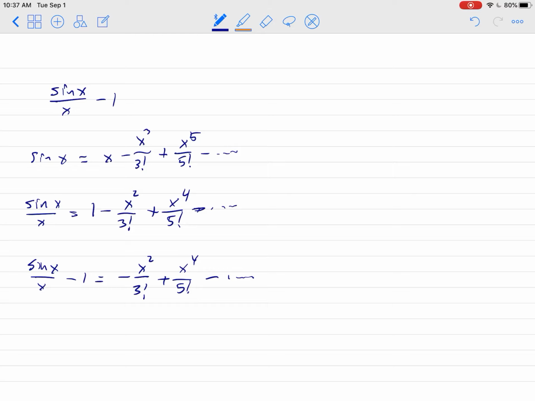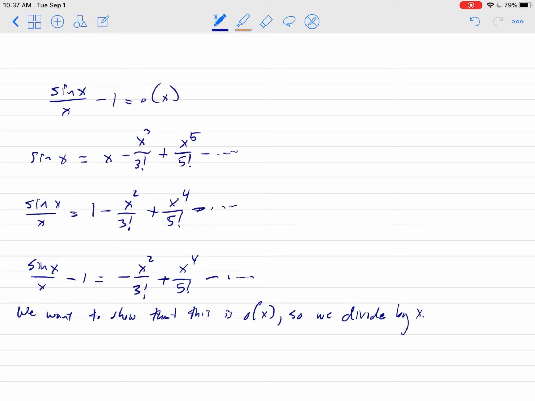And now we want to show that this is little o of x. So we divide by x. And so basically what we're showing is that if I divide by x, it still goes to 0. Right, so let's go ahead and do that.